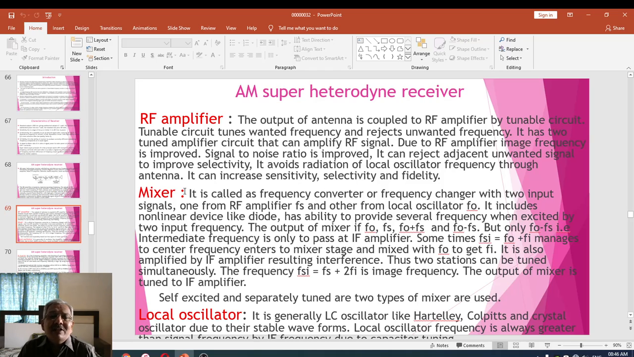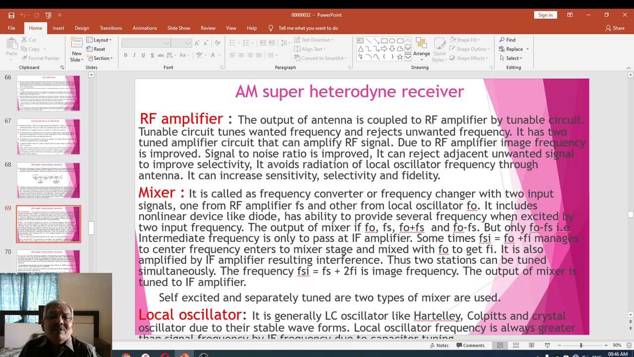Let us see the mixer now. The mixer is called a frequency converter or frequency changer, with two input signals: one from the RF amplifier, that is Fs, and the other from the local oscillator, Fo. It is called a frequency converter because it receives two frequencies: one the local oscillator frequency, and the second the signal frequency received by the antenna.